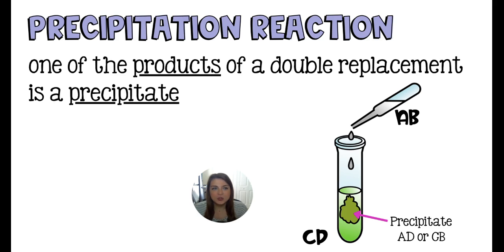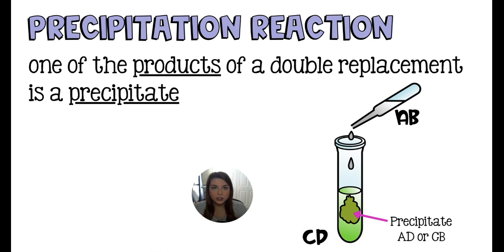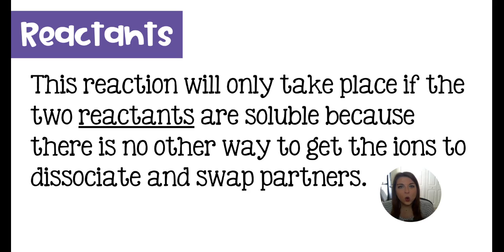So specifically in a precipitation reaction, one of the products in that double replacement will be a precipitate. In this example, we have AB in the dropper and we have CD, the two reactants. This is going to be the solution that was in the test tube. Once those two things are mixed, one of them is going to stay as its ions, dissolved somewhere in this test tube. But the second thing, the solid that forms the precipitate, will be either the new compound AD or the new compound CB. A precipitation can only occur if both reactants are soluble, because it's the only way to get the ions to break apart so that they're able to swap partners.